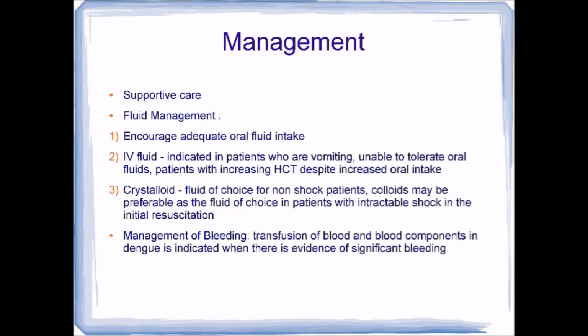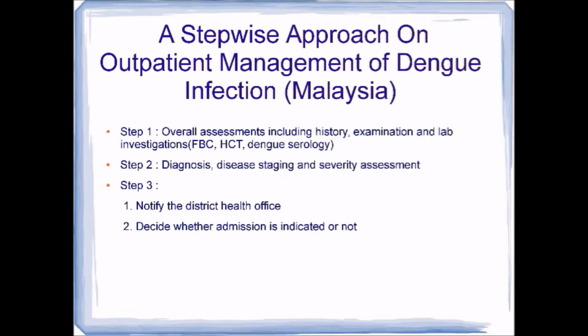For the management of bleeding, transfusion of blood and blood components in dengue is indicated when there is evidence of significant bleeding. In Malaysia, there is a stepwise approach on outpatient management of dengue infection. First step includes overall assessments, which are history, examination and lab investigations, that is FBC, HCT, and dengue serology. The second step is to diagnose the disease along with staging and severity assessment. Final step is to notify the district health office via phone followed by disease notification form.